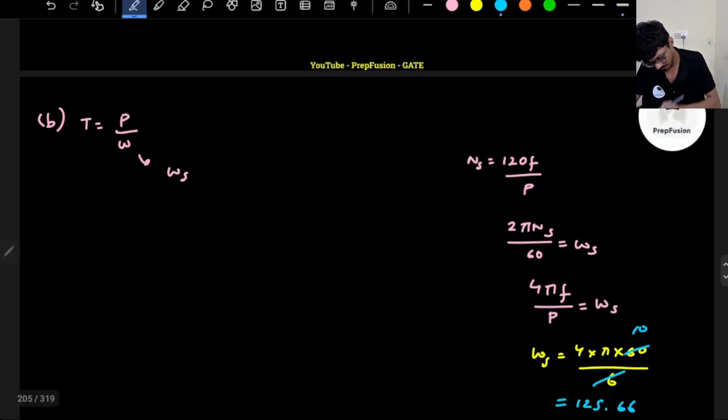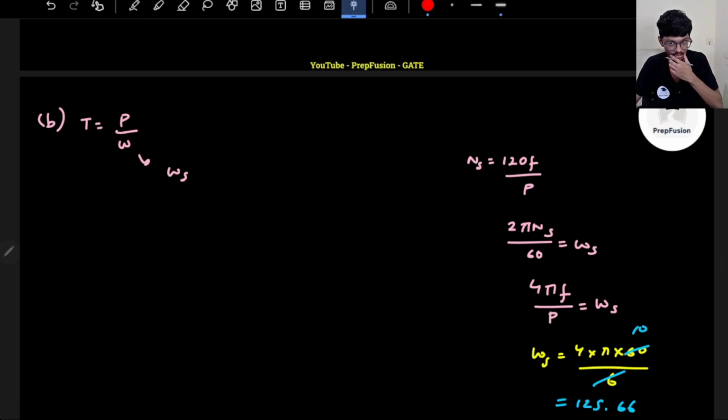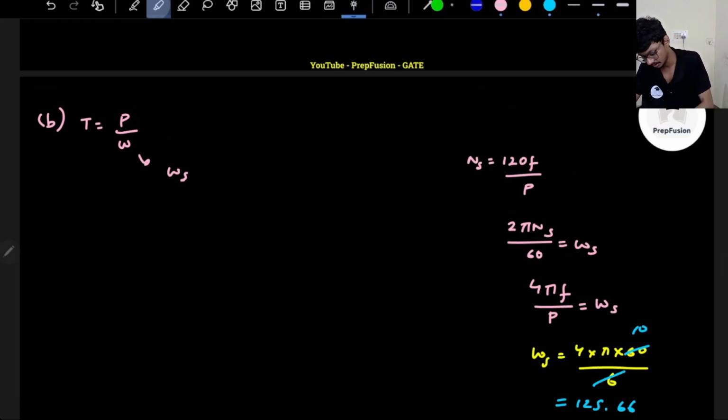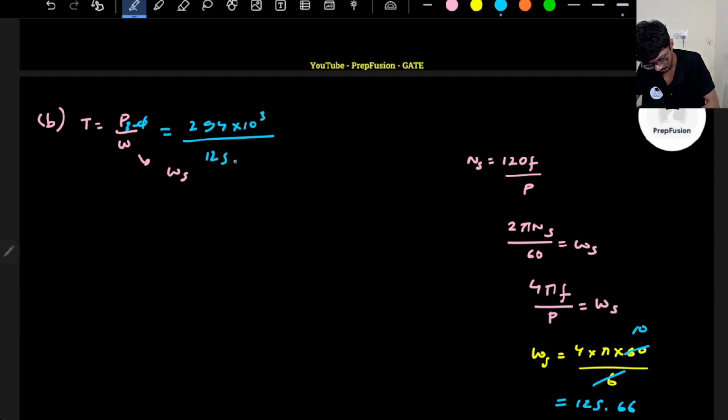Remember, here the power has to be three phase power. It must be three phase power and not single phase power, because at the output, the load does not understand whether it is three phase or single phase. The load is three phase power only. So we already know the three phase power, that is 294 kilowatts. So 294 into 10 raised to power 3 divided by omega s, that is 125.66, will give me the maximum torque, 239.57 Newton meter. This will be the maximum torque.